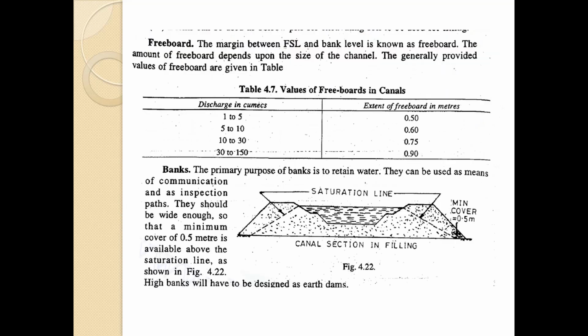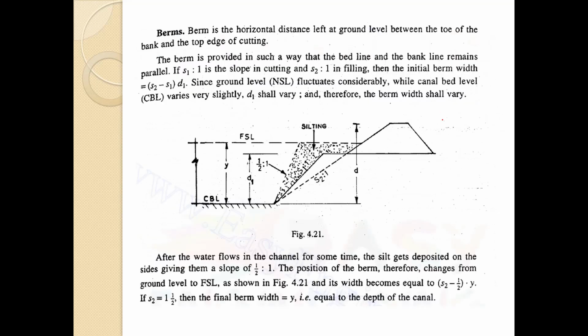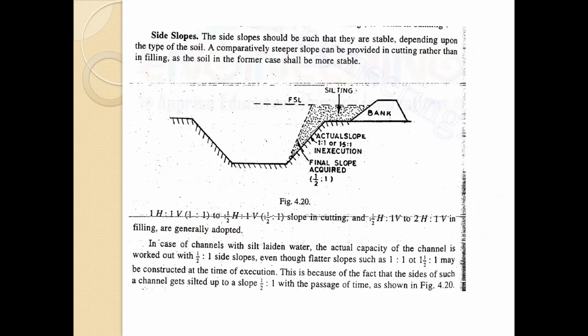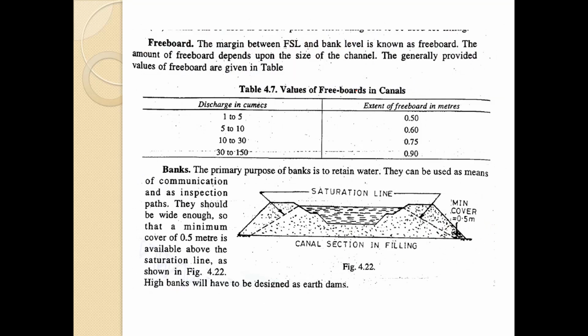Now, freeboard, that is the margin between FSL and the bank level, is known as freeboard. The freeboard has been shown over here. The amount of freeboard depends on the size of the channel. They generally provide the value of freeboard that is given in this table. That is discharge, and this is the extent of freeboard. So for 1 to 5 cumecs we have to provide a freeboard of 0.5 meters. For 5 to 10, freeboard of 0.6 meter. For 10 to 30, we have to provide 0.75 meter, and for 30 to 150 cumecs we have to provide a freeboard of 0.9 meter.